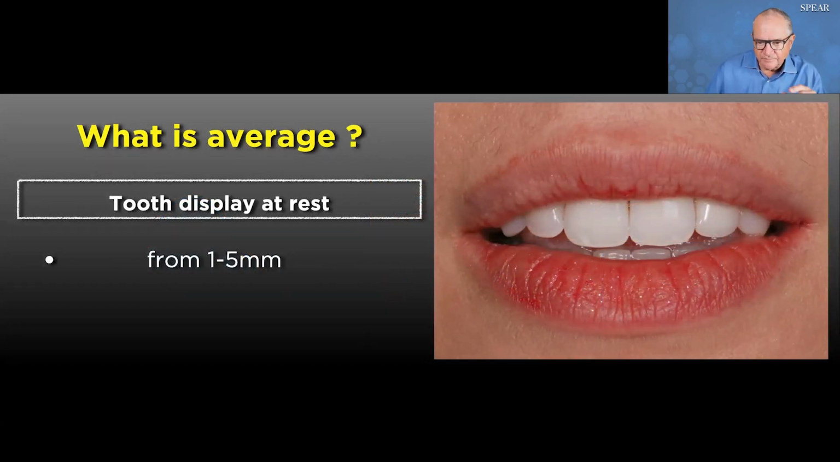So typically, the things I use to help me position teeth, I use tooth display at rest. And how do we get that photograph? There's a few ways to do it. The easy way is to ask the patient to say Emma, not just M, Emma. And as they say Emma, they'll open, take the photograph. What's within normal range? 1 to 5 millimeters.